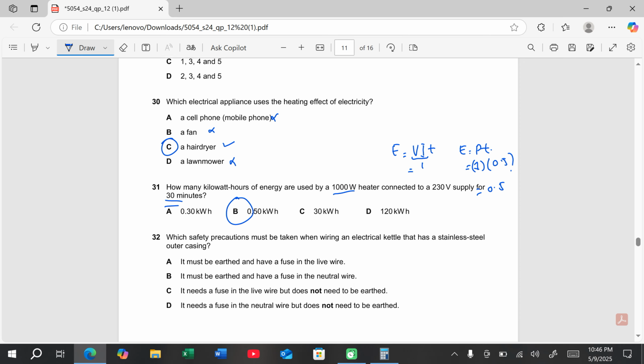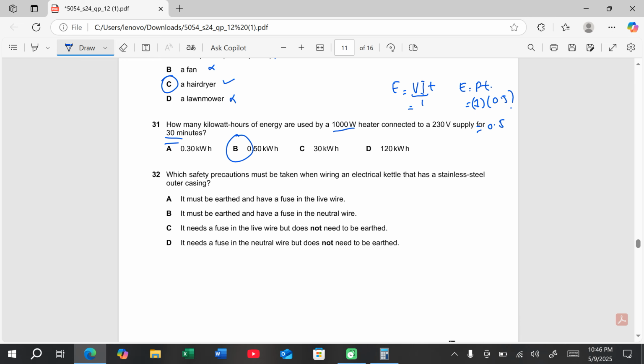Which safety precautions must be taken when wiring an electrical kettle that has a stainless steel outer casing? So it must be earthed. Yes, it must be earthed because it has a metal casing. I have a fuse in the live wire. That's correct, but let's see why the other one is wrong.